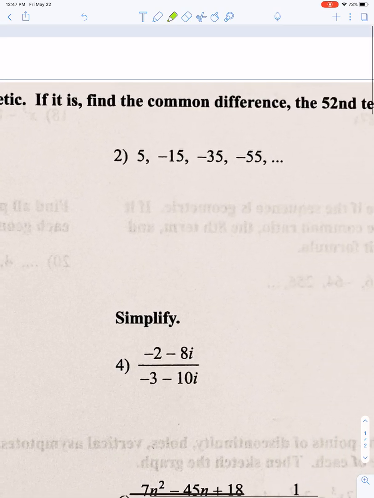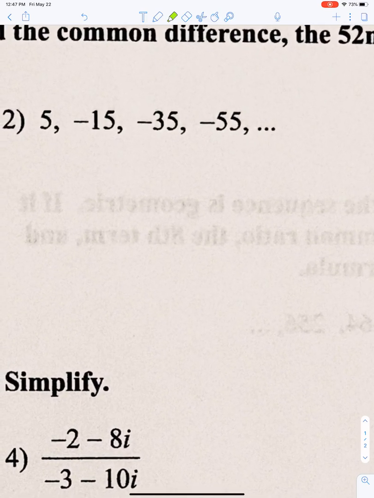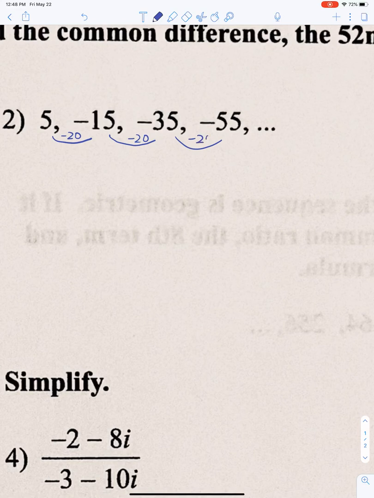Okay, now this one, let's work on this. Is this arithmetic? First we see the difference. 5 to negative 15, the difference is negative 20. From the following number minus the previous number, the difference is negative 20. It's minus 20. The difference is negative 20.